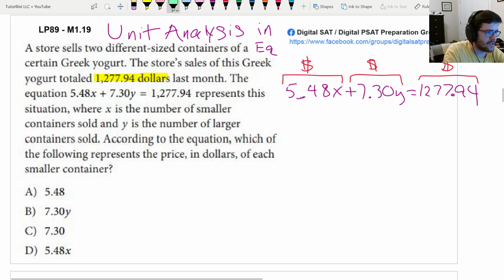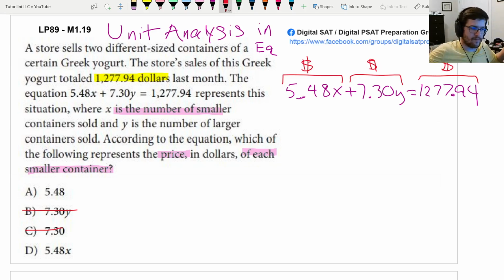What the following represents the price in dollars of each smaller container. Okay, so the smaller container is X, has something to do with X. So it's probably something to do with the 5.48 or the X. So right away, C and D, those seem to be related to the large container. C and B, those seem to be related to the larger container. So I'm just going to cross those out right away. Okay, so with very, very little work, I have it down at 2 answer choices, and I can take a 50-50 guess. But I'm not going to do that.